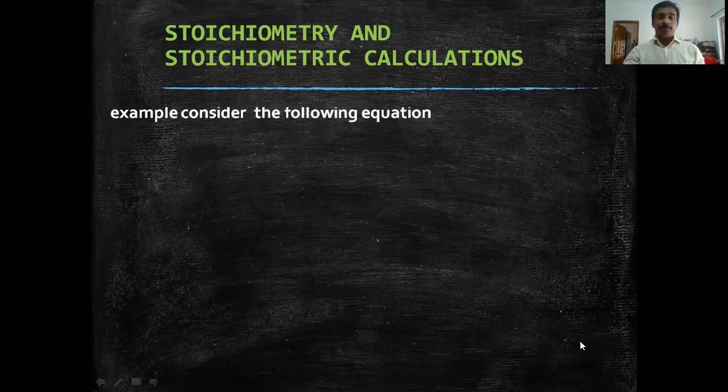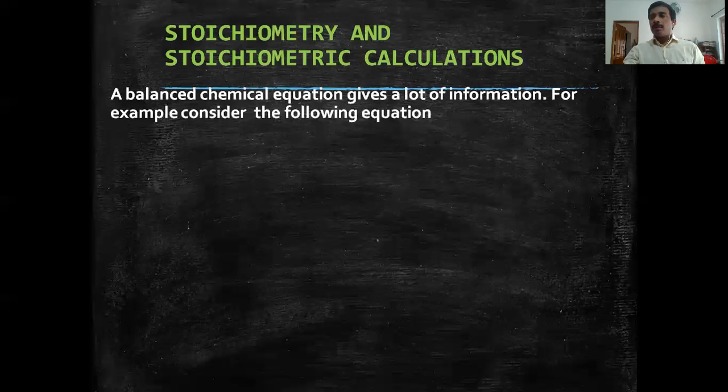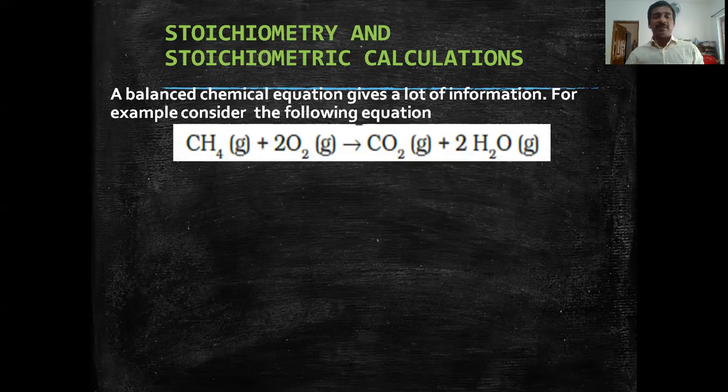For example, we can analyze a balanced chemical equation. It will give you a lot of information. The equation is CH4 plus 2O2 gives CO2 plus 2H2O. Can you tell what information we can draw from this equation? CH4, you know, what is it? Methane, O2 oxygen, CO2 carbon dioxide, H2O water.